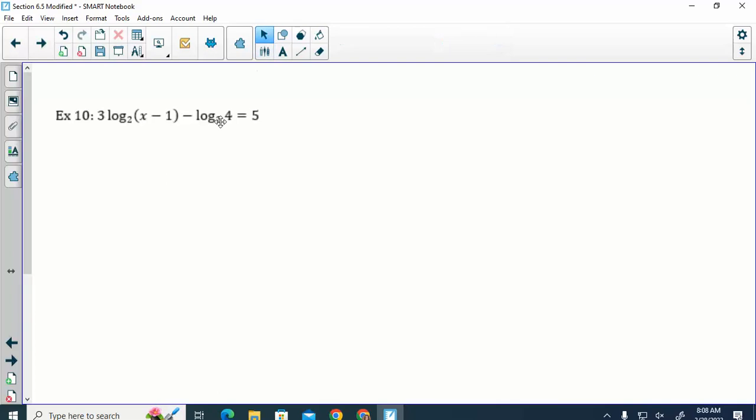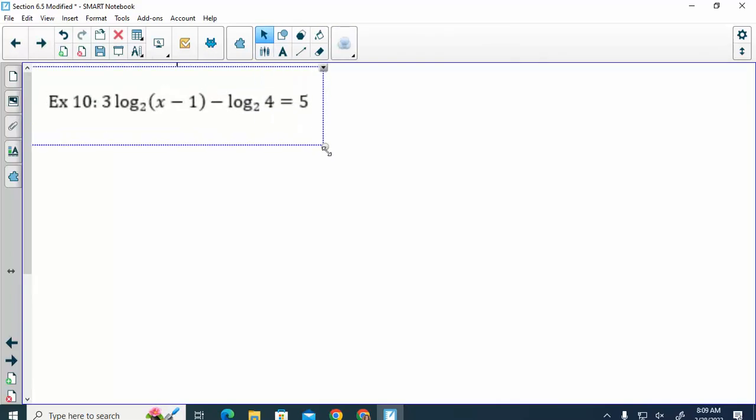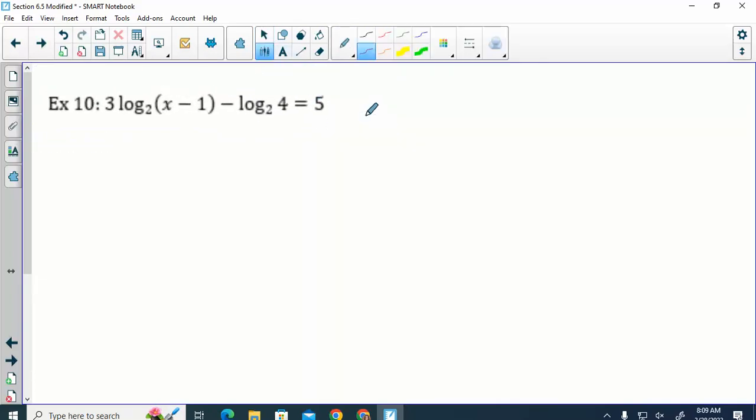So let's look at this. Can I just divide my 3 over this time? No, because I have 2 logs. So we have to use the properties of logs to condense this. First thing I could do is take this 3 and move it up into the exponent. And then we know if you have 2 logs subtracted, you can turn them into 1 by division. So this is x minus 1 cubed divided by 4 equals 5.